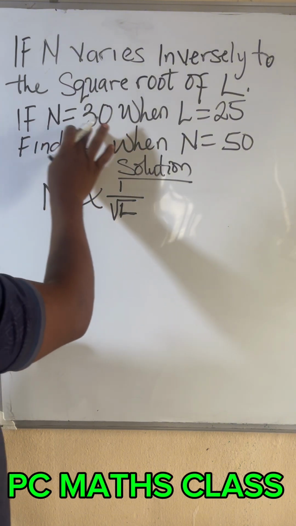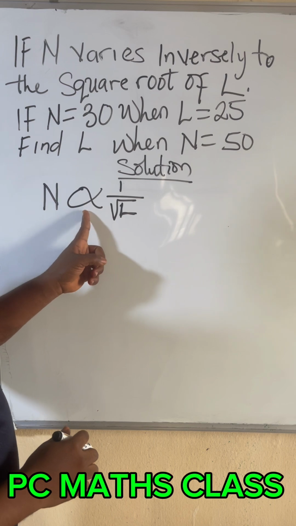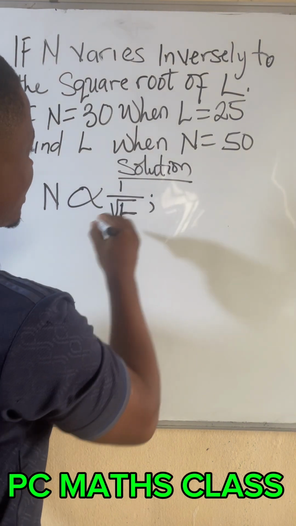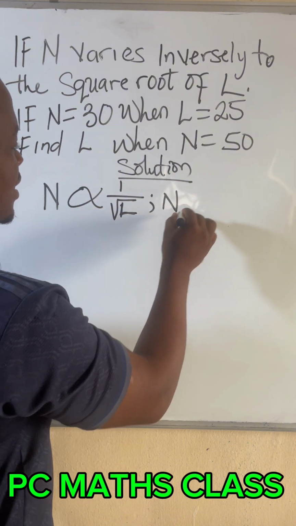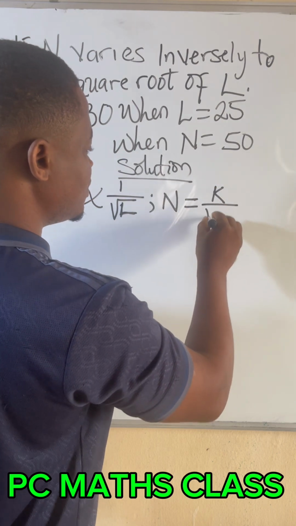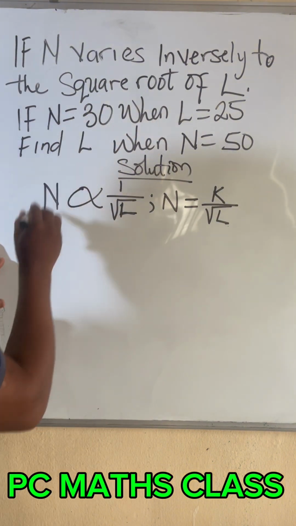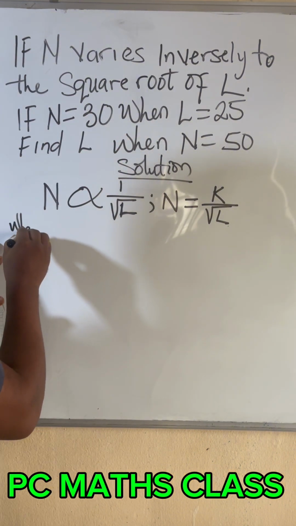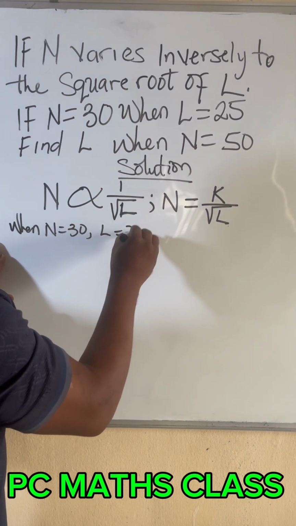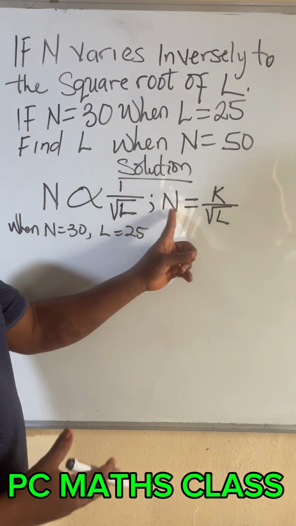So when n is 30, L is 25. For us to remove this proportionality sign, we need to introduce what we call a constant. So we have that n is equal to k divided by the square root of L. So we now solve. When n equals 30, L equals 25. With this information, we can get the value of k and get the relationship between n and L.